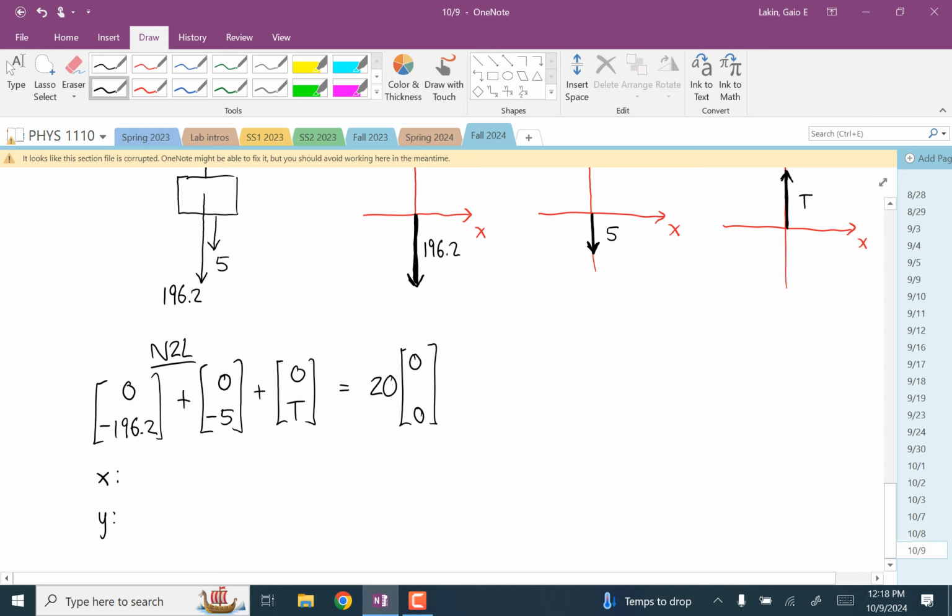The x components say 0 plus 0 plus 0 equals 20 times 0. So that equation reduces to just saying 0 equals 0. We can't use that to solve for anything. So we can just forget about that one in this case. But the second one is useful here. It says negative 196.2 minus 5 plus t is equal to 20 times 0.